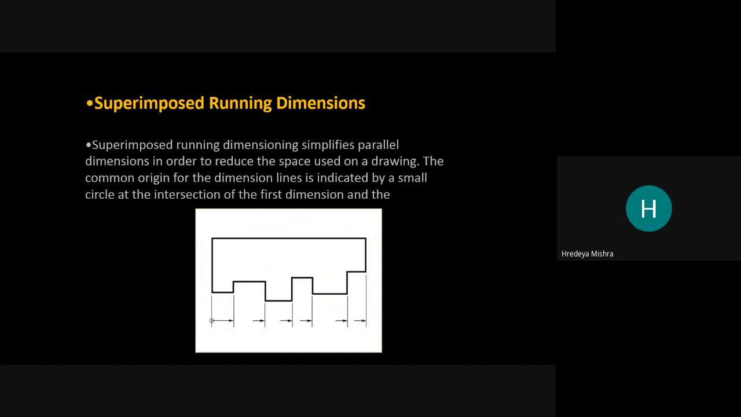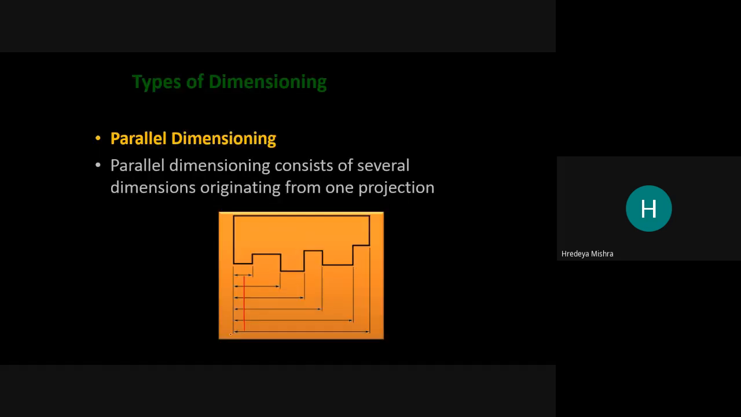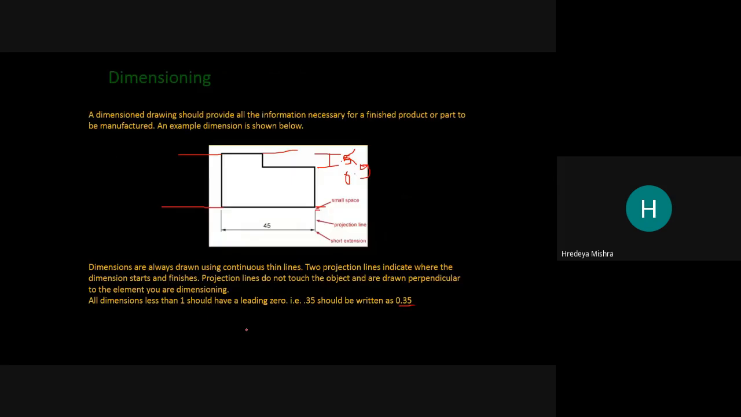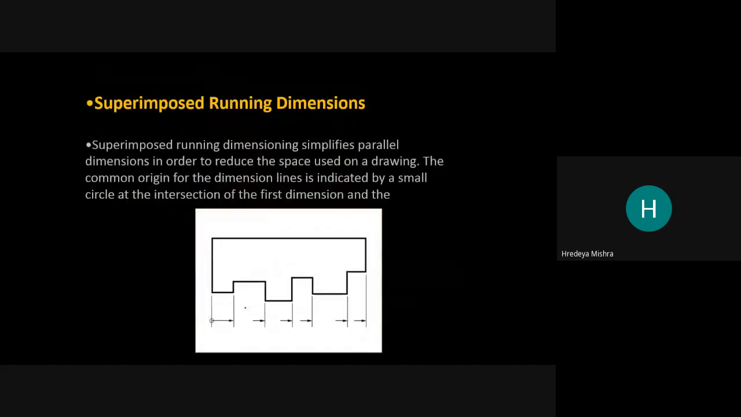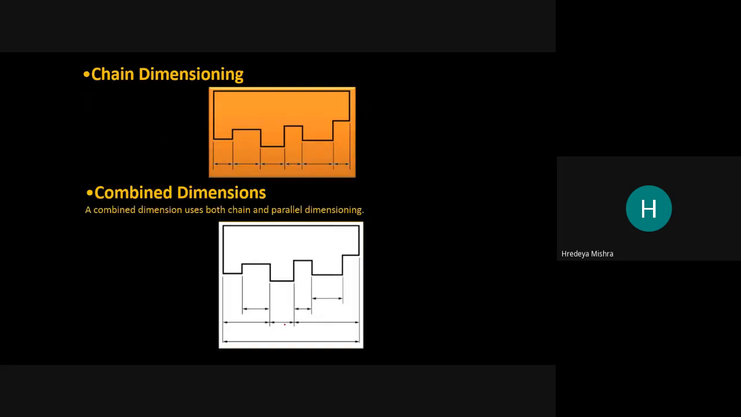In order to reduce the space used on the drawing sheet. So what happens? See, only this much space is utilized here, but in the parallel dimension this much space is utilized. So here we can see that the dimension area is reduced.